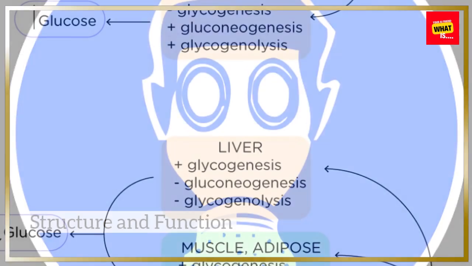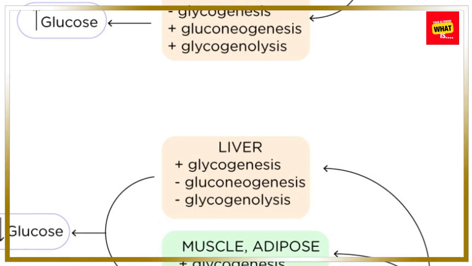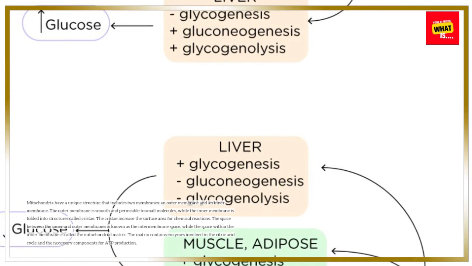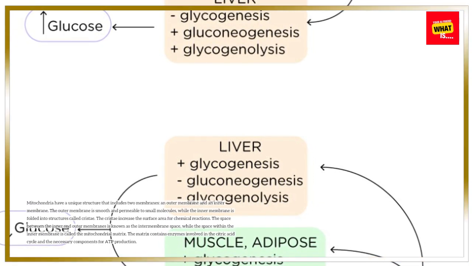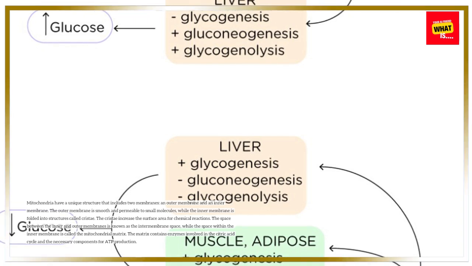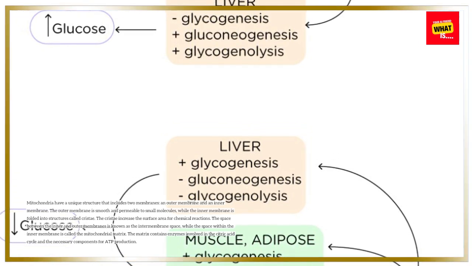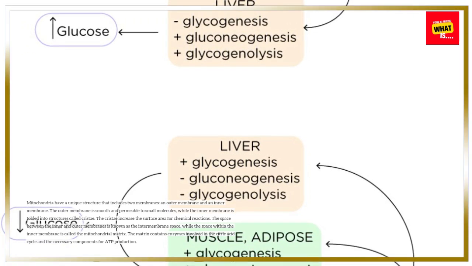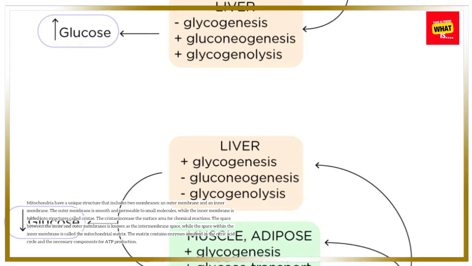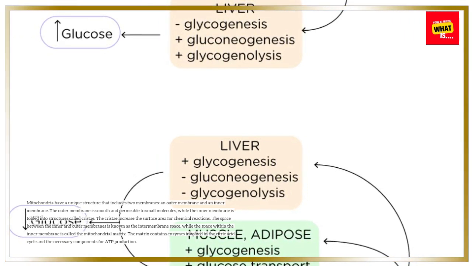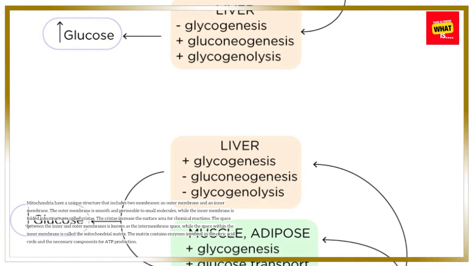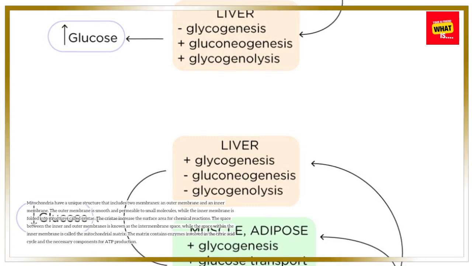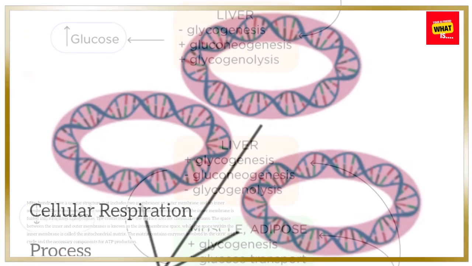Structure and function. Mitochondria have a unique structure that includes two membranes, an outer membrane and an inner membrane. The outer membrane is smooth and permeable to small molecules, while the inner membrane is folded into structures called cristae. The cristae increase the surface area for chemical reactions. The space between the inner and outer membranes is known as the intermembrane space, while the space within the inner membrane is called the mitochondrial matrix. The matrix contains enzymes involved in the citric acid cycle and the necessary components for ATP production.